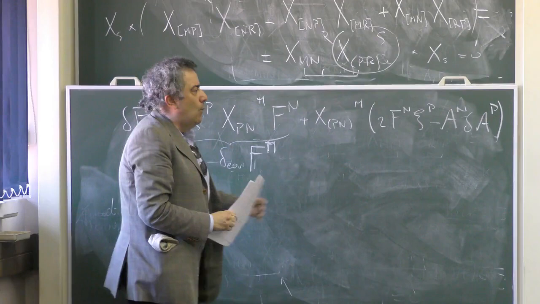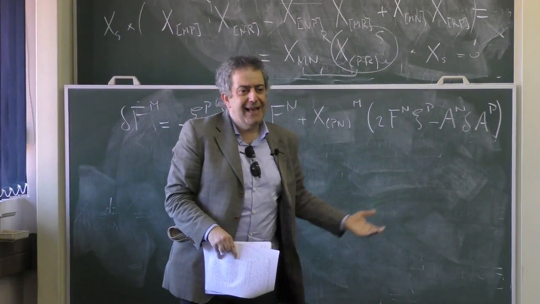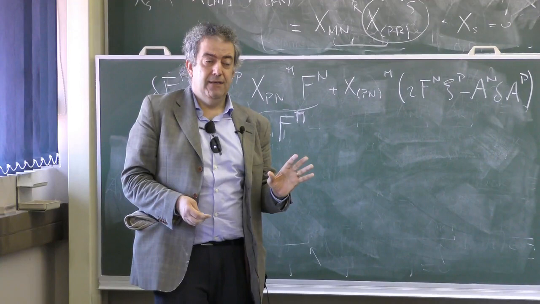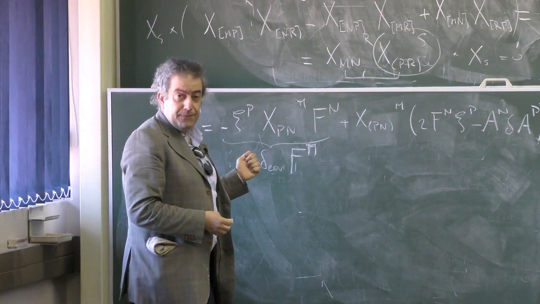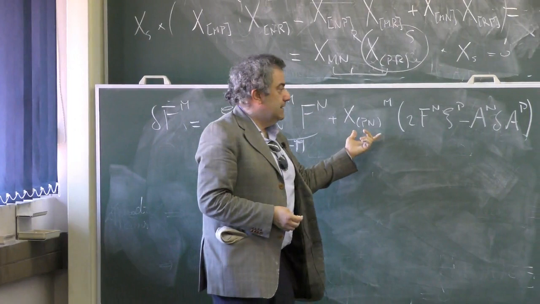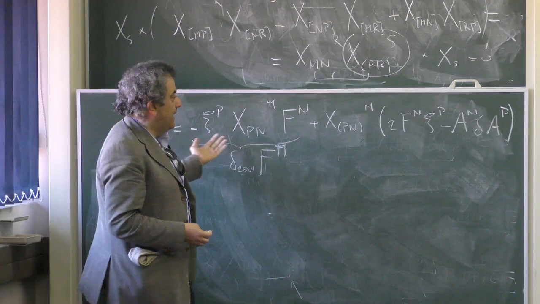Now this is an unwanted additional term, okay? That somehow we should cancel out by defining a suitable covariant field strength, okay? Because we want to write our theory in terms of objects which transform covariantly with respect to the gauge transformations, okay? But you see that the difference between the F variation and the covariant variation is a term which is proportional to the same tensor.